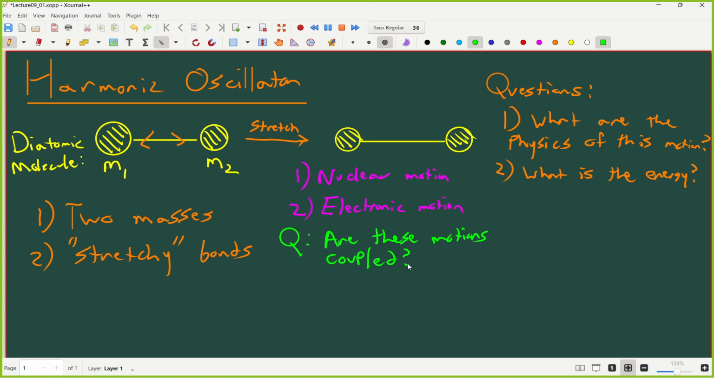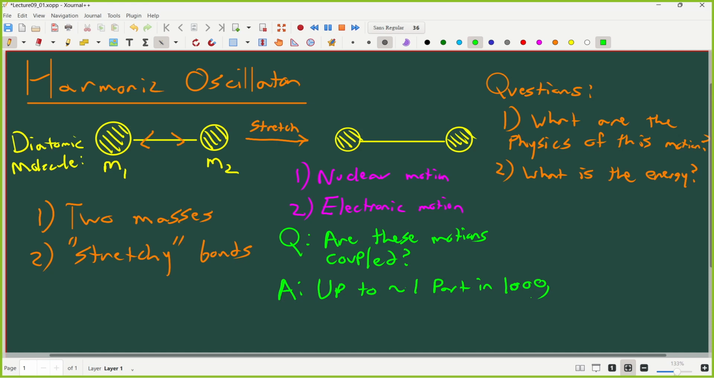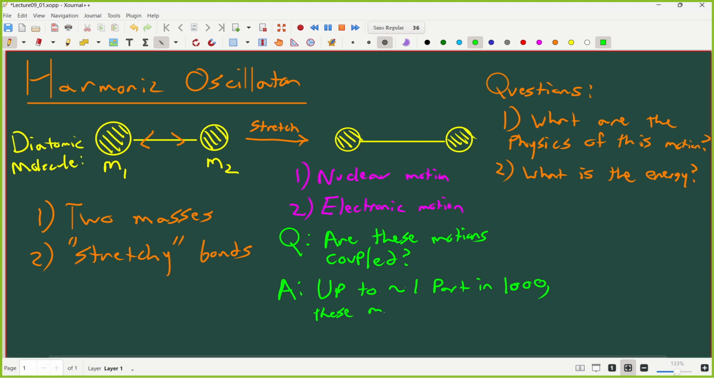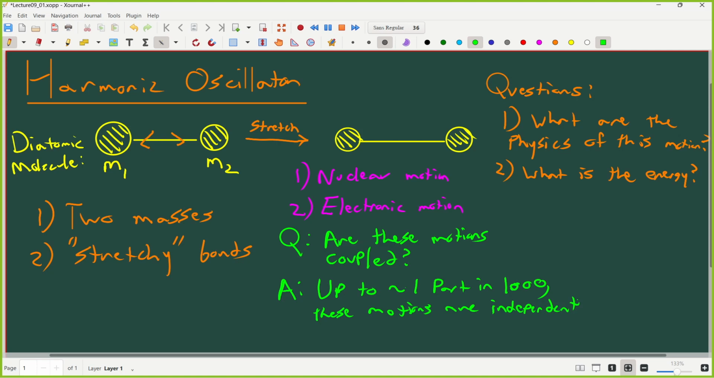And so the answer is, in fact, for most molecules, up to about 1 part in 1,000, sometimes more, sometimes less, it depends on the molecule, these motions are independent. All right, so we can worry about the electrons independently from the nuclei. If we're stretching that bond, we're moving the nuclei apart from each other, we don't really have to worry immediately about what the electrons are doing.